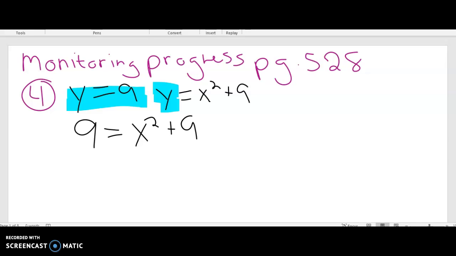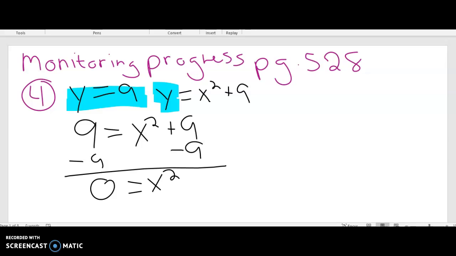Now our goal here is to get our variable by itself, and our variable is x. Right now it's in the form of x squared, but we've been looking at quadratics, and we understand how to take the square root of things to undo that exponent. So we are going to subtract 9 from both sides, and we're going to have 0 equals x squared. Now to get rid of that squared, we're going to take the square root of both sides, and we just have x equals 0. This means that there's only one solution because we don't have a positive 0 or a negative 0. It's just 0.